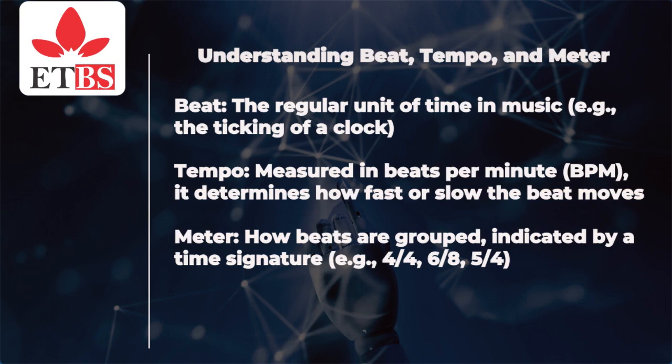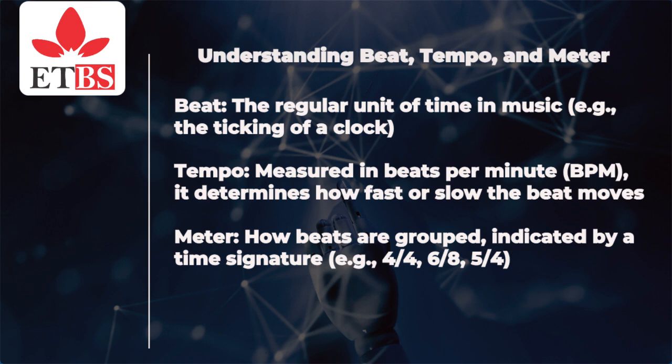2. Understanding beat, tempo, and meter. Beat, the regular unit of time in music, e.g., the ticking of a clock. Tempo, measured in beats per minute, or BPM, determines how fast or slow the beat moves. Meter, how beats are grouped, indicated by a time signature, for example, 4/4, 6/8, 5/4.